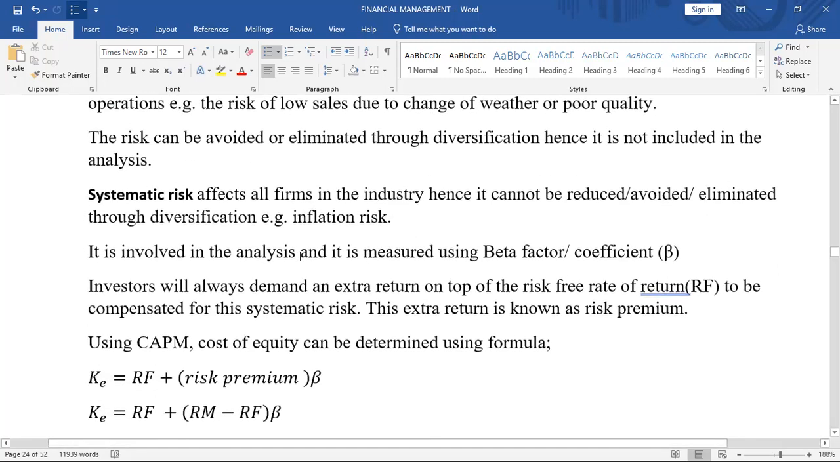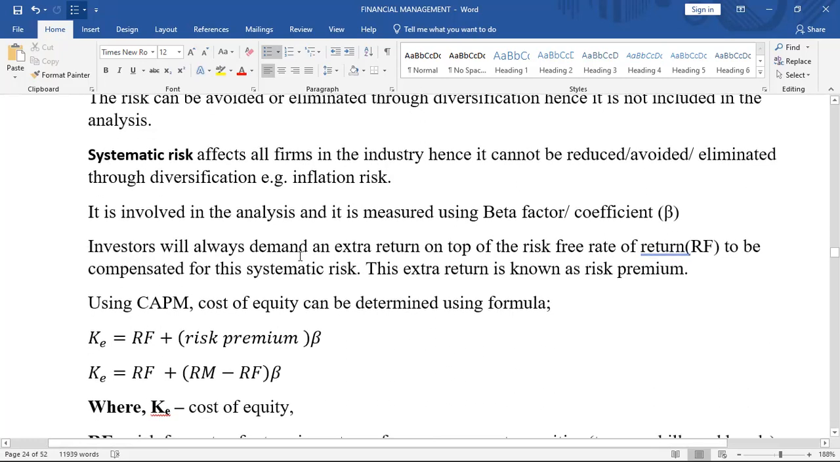Now, we have systematic risk, and it affects all the firms in the industry, hence it cannot be reduced, avoided, or eliminated through diversification. For example, we are talking about inflation risk, and we might also be incorporating things like COVID-19, which affects all the organizations. That is also an example of systematic risk. It is involved in the analysis, and it is measured using the beta coefficient.